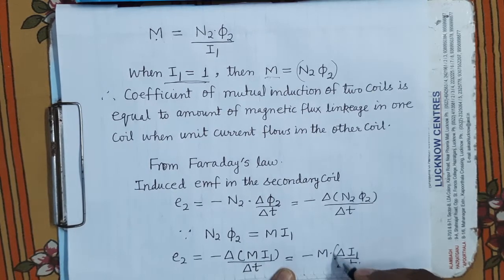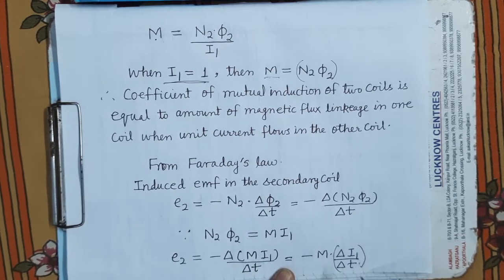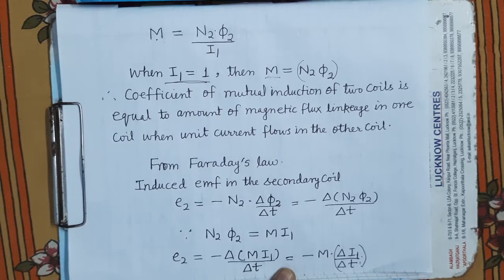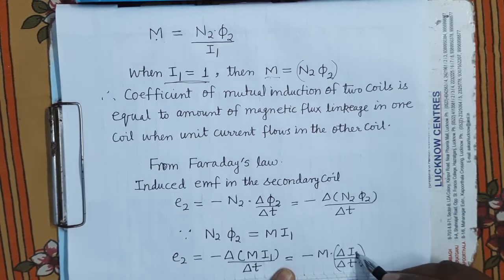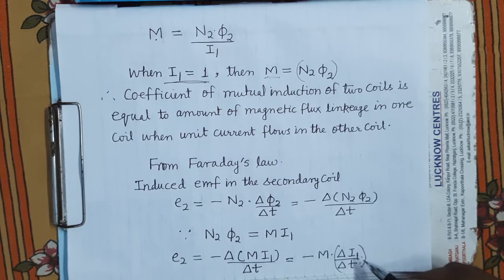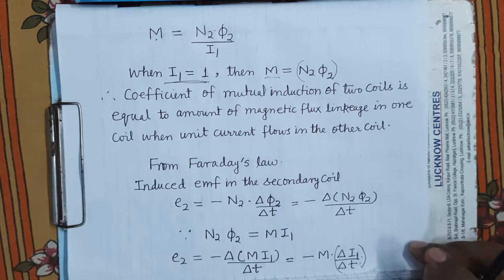What is delta I1 upon delta T? It is the rate of change of current in the primary coil. I1 is the current flowing through the primary coil. Therefore, it is the rate of change of current in the primary coil.